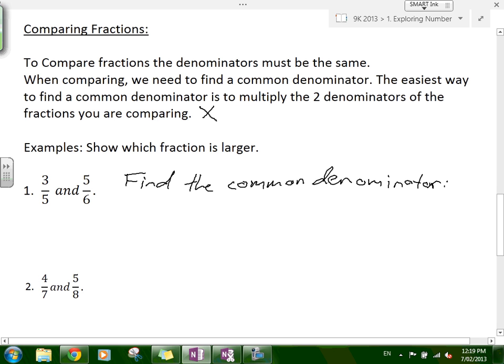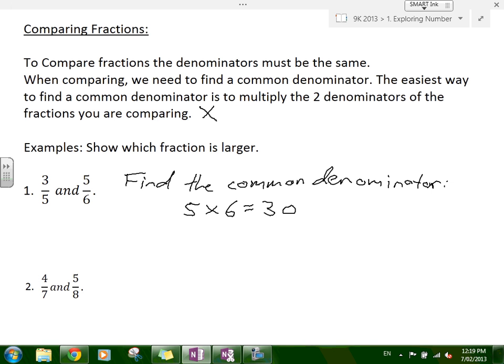Right, so one denominator is 5, one denominator is 6. So the common denominator is going to be what? 30. Yeah, it's going to be 30. 5 times 6. So we're going to do 5 times 6 as our common denominator. 5 over 6, that's right.